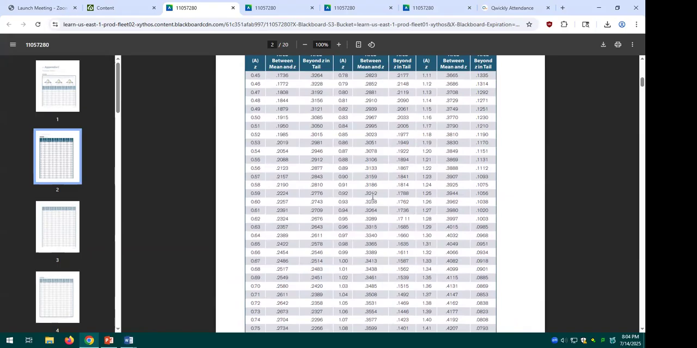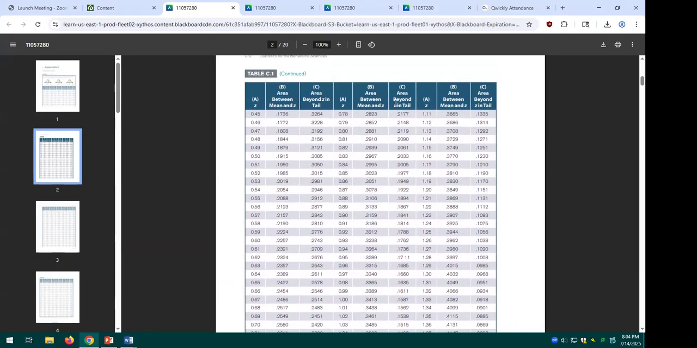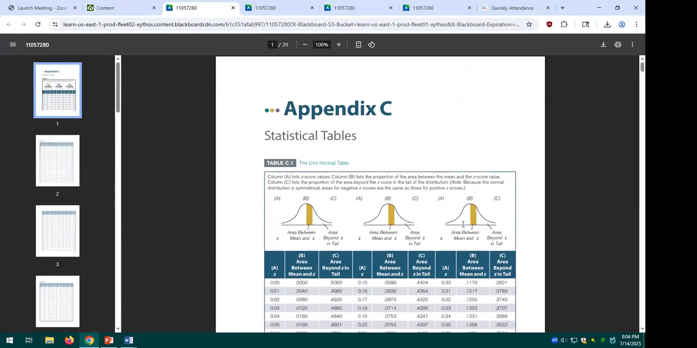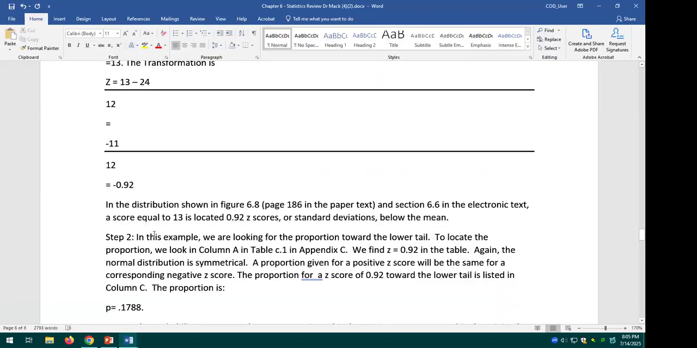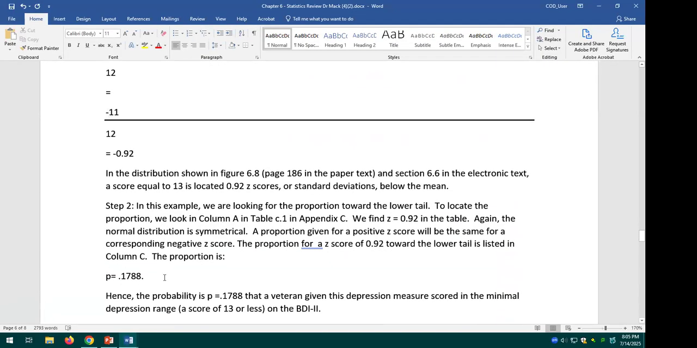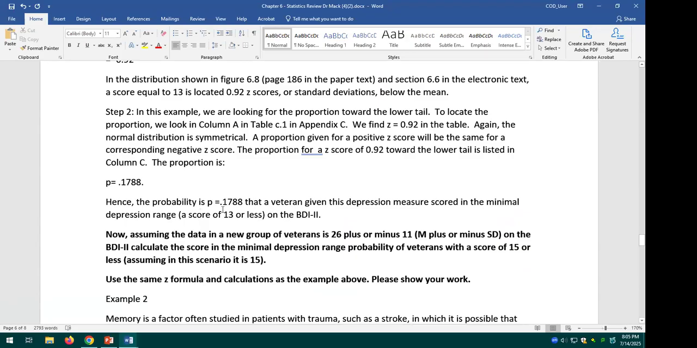0.92. And because we're looking at the area beyond the z in the tail, because it's less than, that goes up to that mean, that's why. Look at this, we're thinking about this now. This is below, that's why we're doing that. So the proportion is 0.788. Therefore, the probability is 0.788 that a veteran given this depression measure scored in the minimal depression range, a score of 13 or less on the BDI-2.